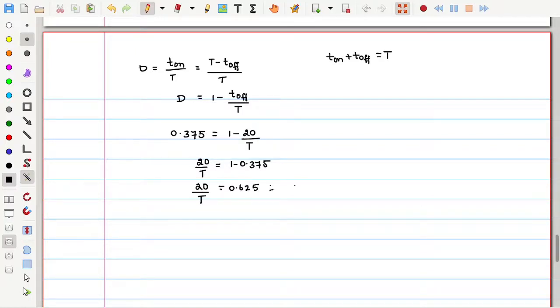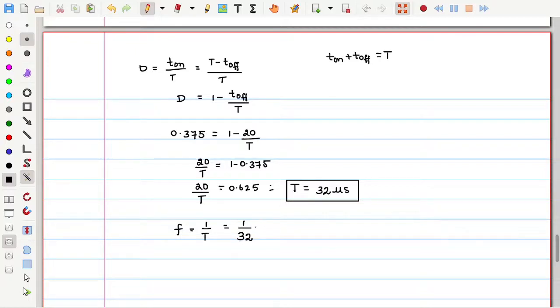How much is the T? Total time period, 20 divided by 0.625. 20 divided by 0.625 is 32. What are the units? Microseconds. Now once you know the capital T, the switching frequency F is equal to 1 by T, which is equal to 1 by 32. So micro means it will become mega.